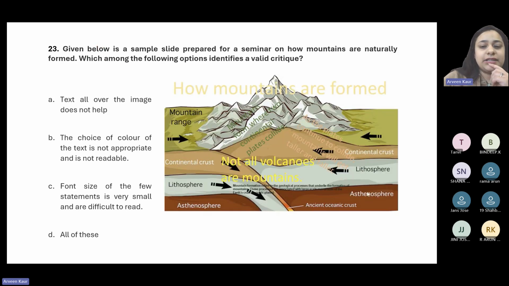Then we come to question number 23, which is similar to the one we have looked at, the gluten one, right? So, given below is a sample slide prepared for a seminar on how mountains are naturally formed. Which among the following options identify the valid critique? Option A, that is text all over the image does not help. Option B, that is choice of color of the text is not appropriate and is not readable. Option C, that is font size of the few statements is very small and are difficult to read. Or option D, that is all of these.